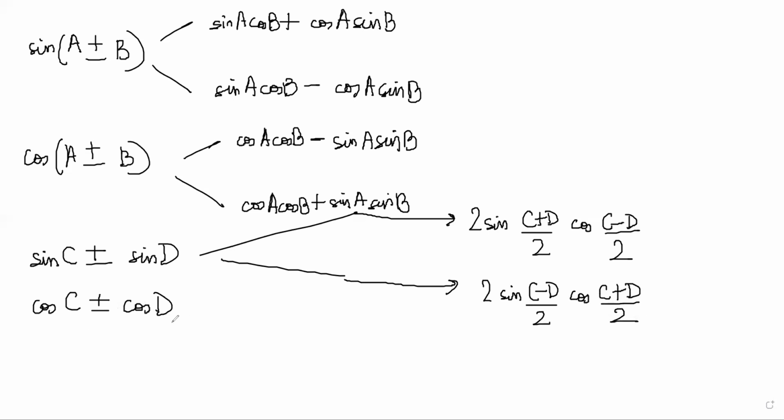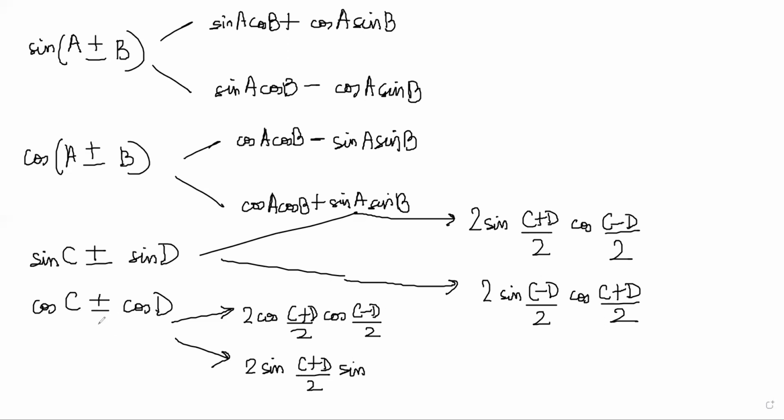And these two also become 2 formulas. Cos plus cos will become 2 cos cos, cos this by cos this. And cos minus cos will become 2 sin sin, sin C plus D by 2 and sin, this is the only formula that is slightly weird because it is not C plus D by 2 and C minus D by 2. It is D minus C by 2 here. Okay. This is the only one which is slightly different. Everyone else follows a discernible pattern.